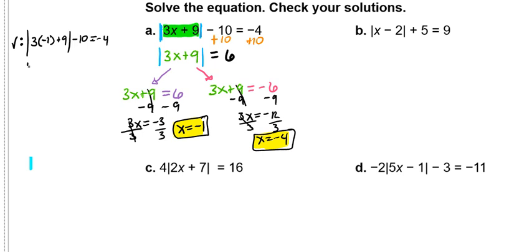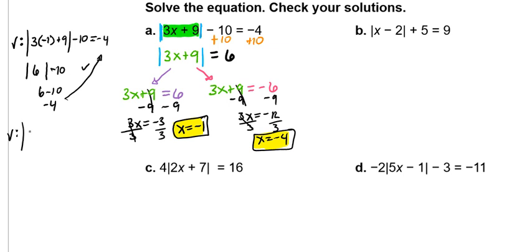So I'm going to have the absolute value of, let's see here, that's going to come out to a 6 minus 10. So the absolute value of 6 is 6, and 6 minus 10 is -4. So here I see that those work. And we're going to check our second one. So the absolute value of 3 times -4 plus 9, minus 10. Does that equal -4? And here we're going to end up getting not the same answer. We're going to have a -3 minus 10. So +3 minus 10, and that's a -7.